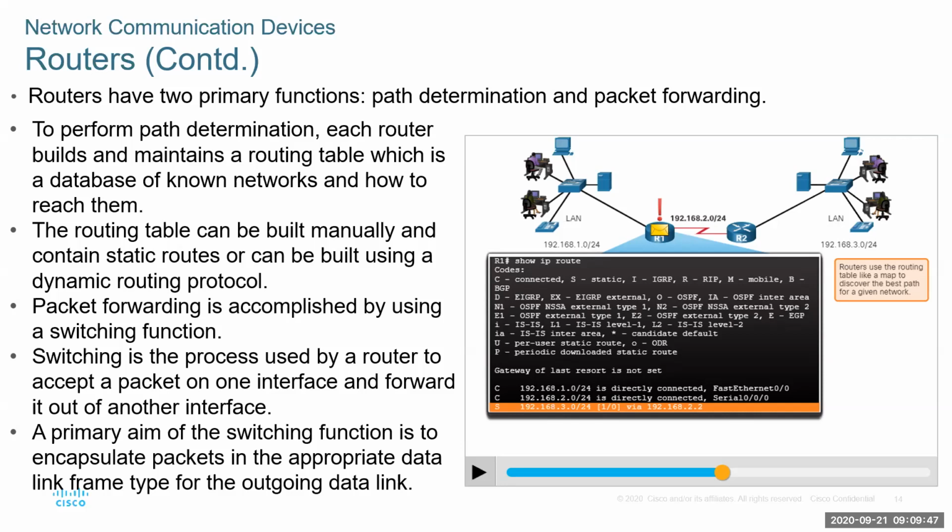So packet forwarding is generally accomplished by using a switching function, which means it's just going to bring it in one interface and out the other. That's generally to accept one packet on one interface and forward it out another interface, no different than what your switch typically does. That's to simply encapsulate packets with the appropriate data link type and then go out the data link to forward that packet on.